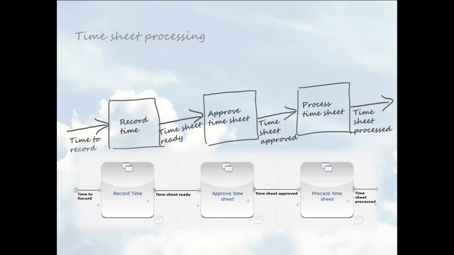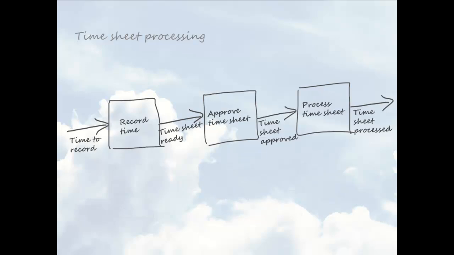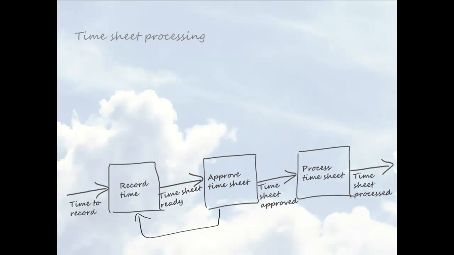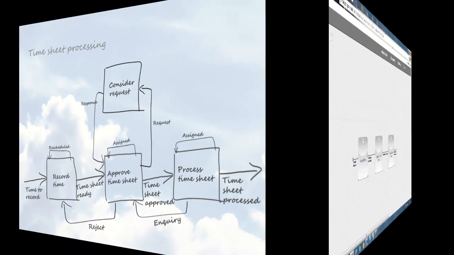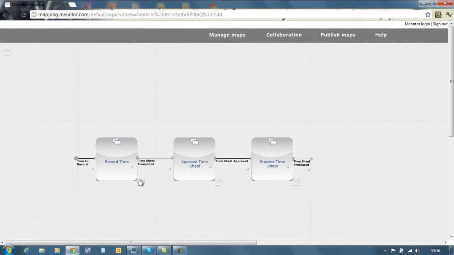Obviously, this represents the ideal route through the process, but it doesn't account for any variations. Maybe we need to add some to make the map reflect what may happen. The manager may reject the timesheet or may want to consult with someone else before approving. The administrator may have a question. All such eventualities should be accommodated in our process map to reflect what could happen. Let's now quickly do the same in Mentor.